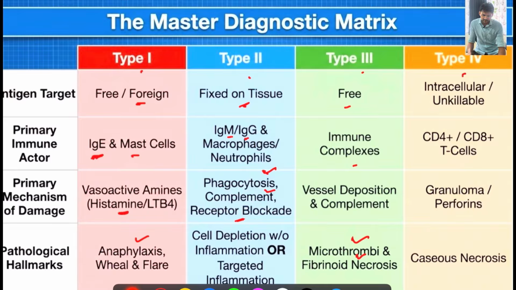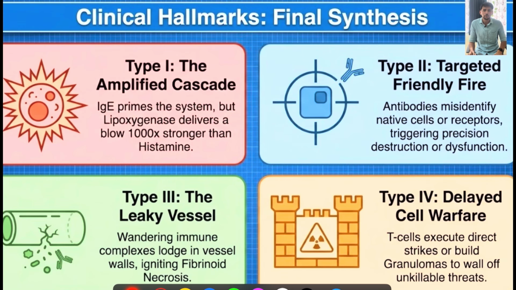Type 4, as I have just mentioned, is cell mediated and usually the antigen is intracellular, which is not killed completely by the macrophages. In that case, CD4 and CD8 T lymphocytes come into action and there will be granuloma formation or usage of perforins, and the hallmark feature will be caseous necrosis. I hope you have understood all these hypersensitivity reactions, and the depiction of those local fight stories will help you in clear imagination and easy remembering of this important topic.